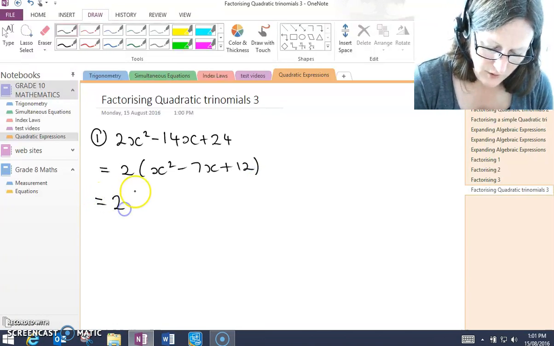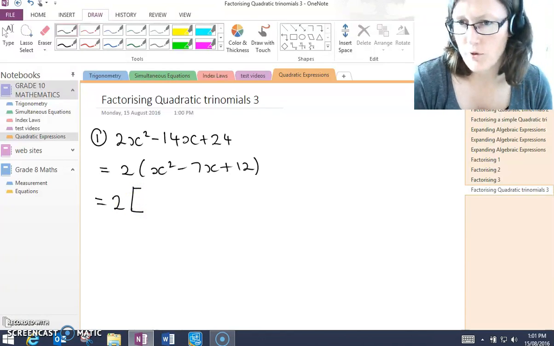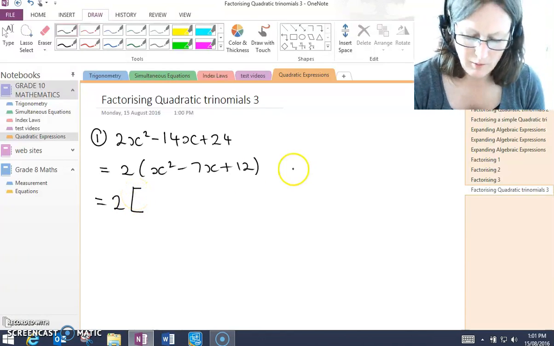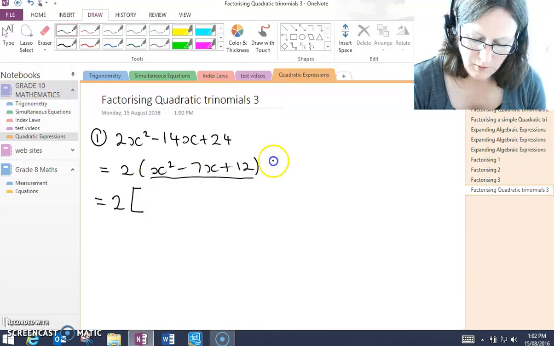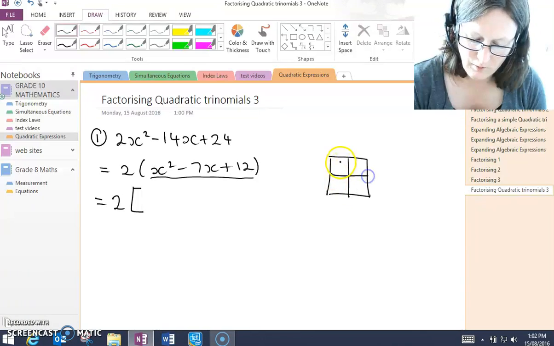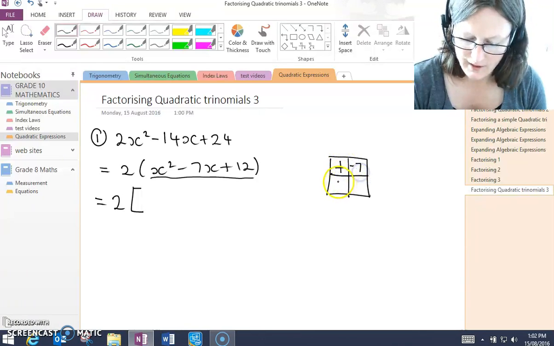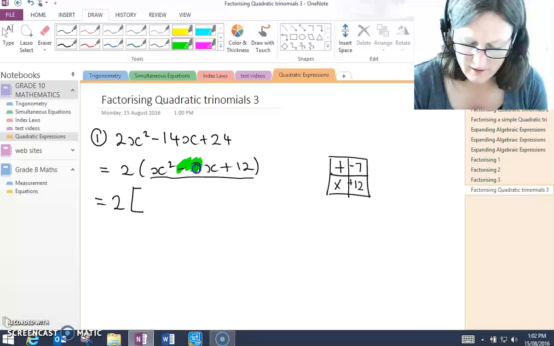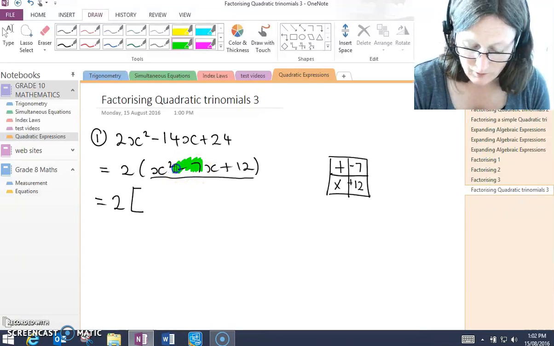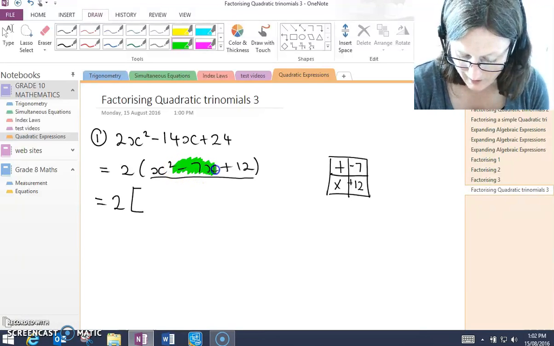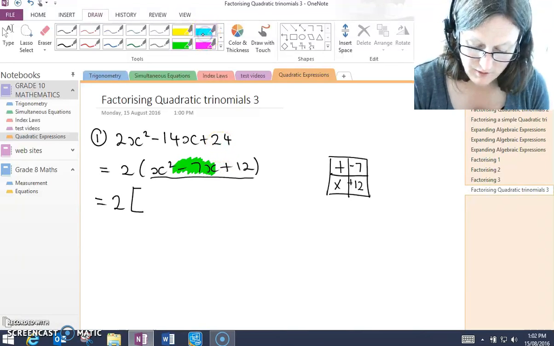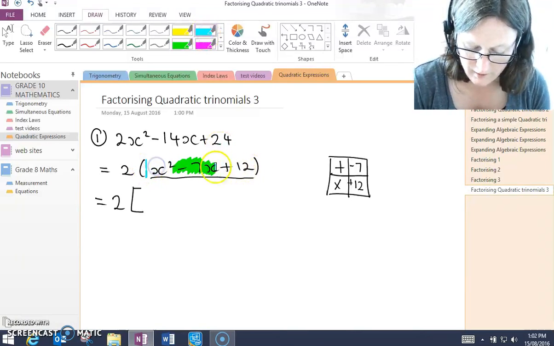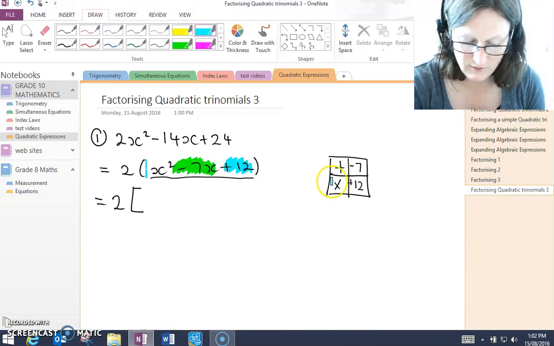We then put the 2 out the front. We put it there, but we temporarily forget about it. We look at what's in the brackets, and then we think of our box method. I need to choose two numbers that add to -7. I need to choose numbers that times to positive 12. How did I get that again? The two numbers I choose need to add to the number with the x. The two numbers that I choose have to add to the -7. The two numbers that I choose have to times to 1 times by 12, which gives us 12.